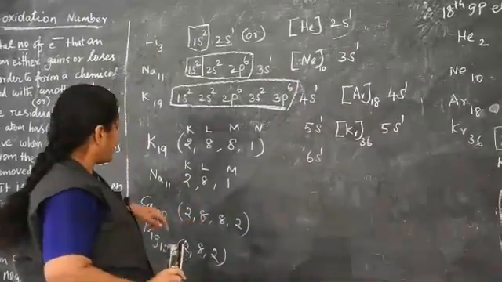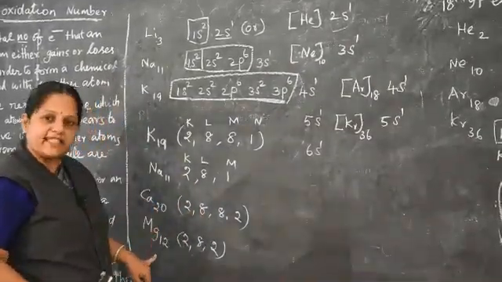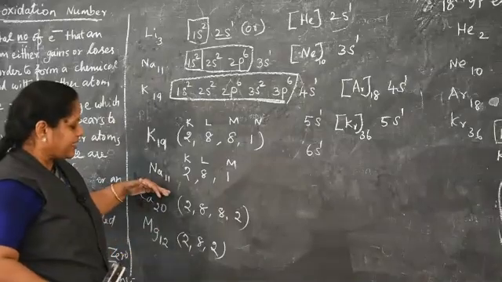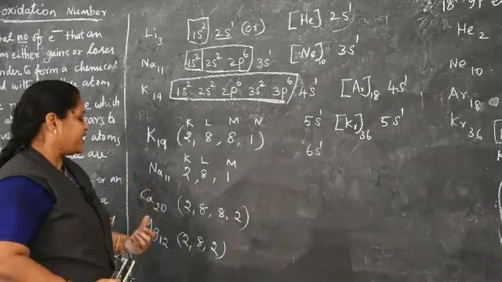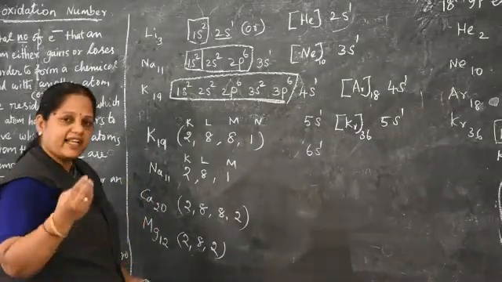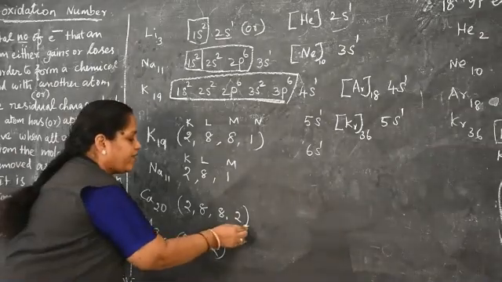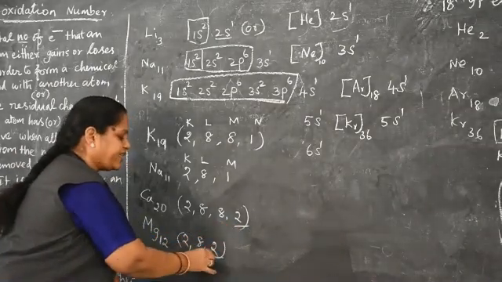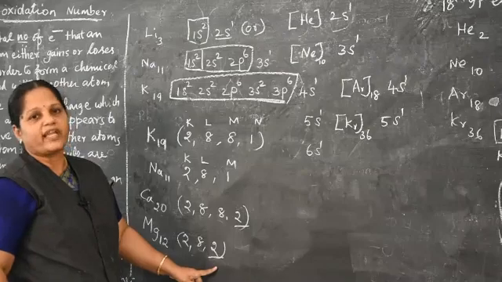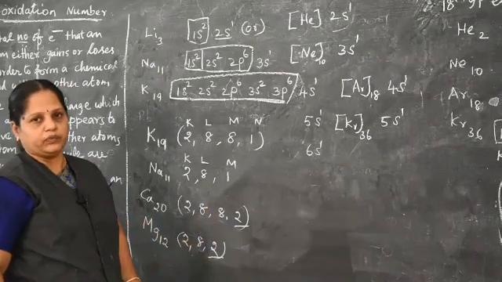Now what is the valency of calcium and magnesium? In these two cases, where are the valence electrons present? How many valence electrons are there? The valence electrons in calcium and magnesium are 2. That's why its valency is 2.